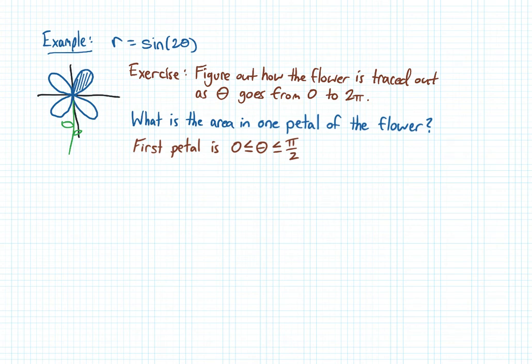As theta goes from 0 to pi over 2, sine of 2 theta will go from 0 to 1 and then back down to 0 again. And that gives you one full petal of the flower. And now we just need to use this area formula.